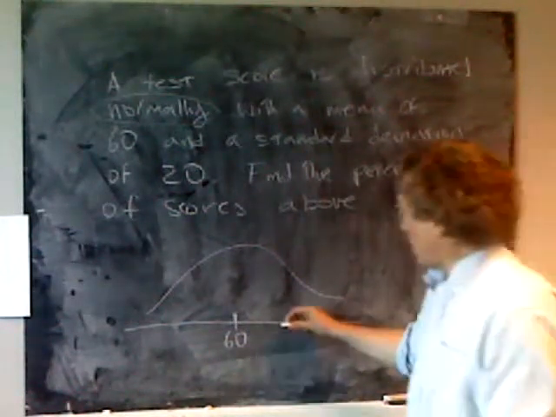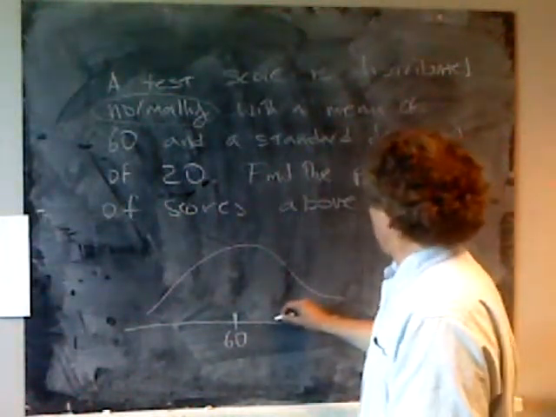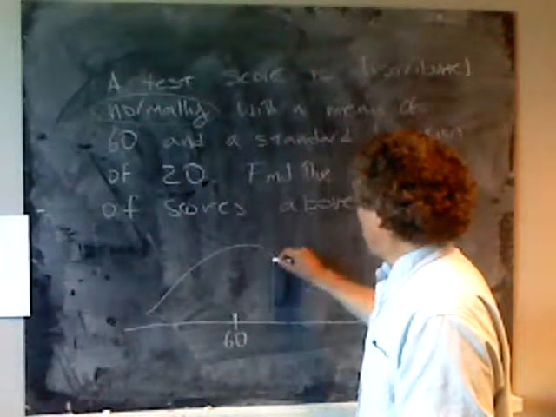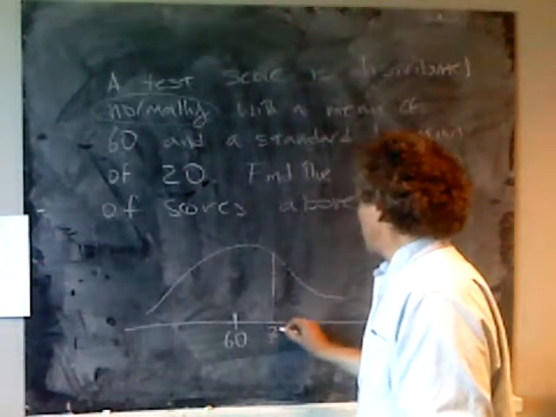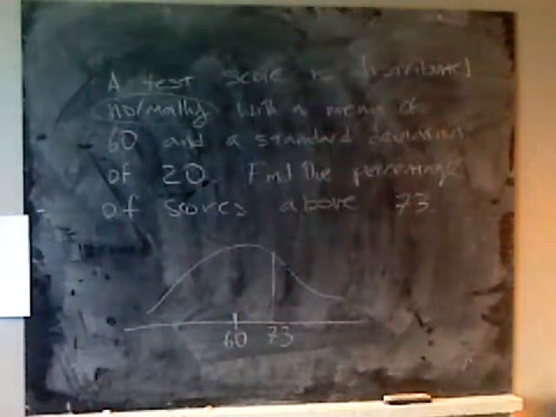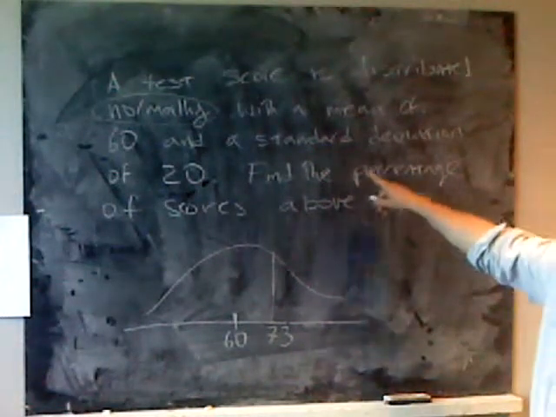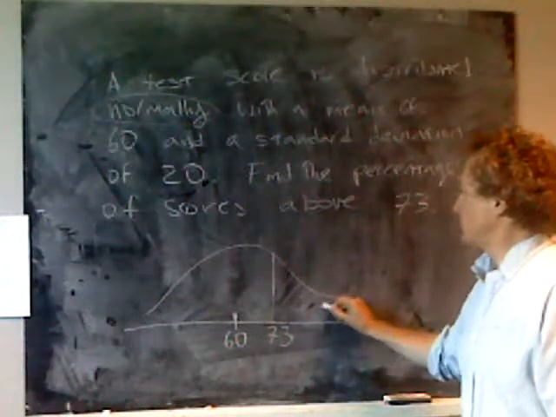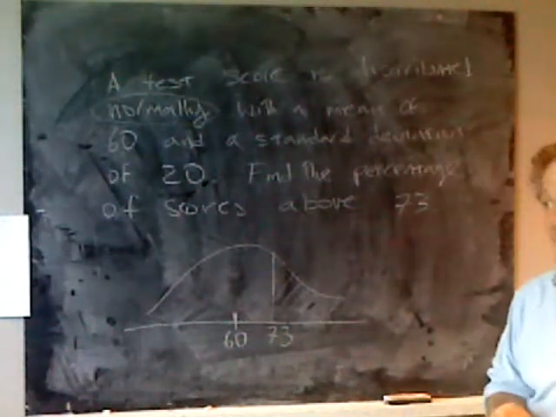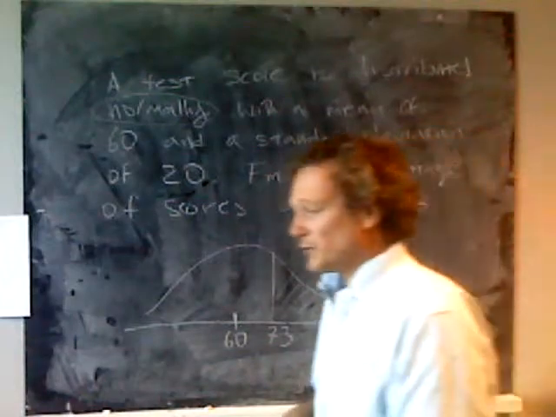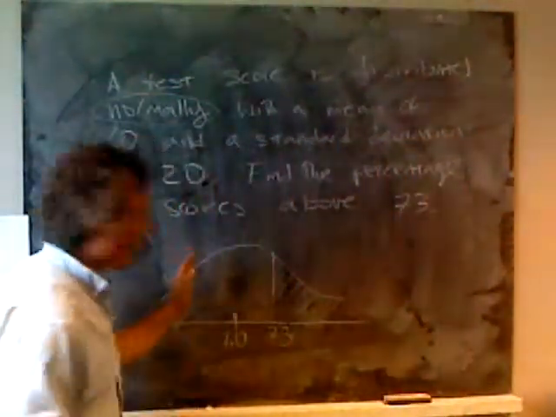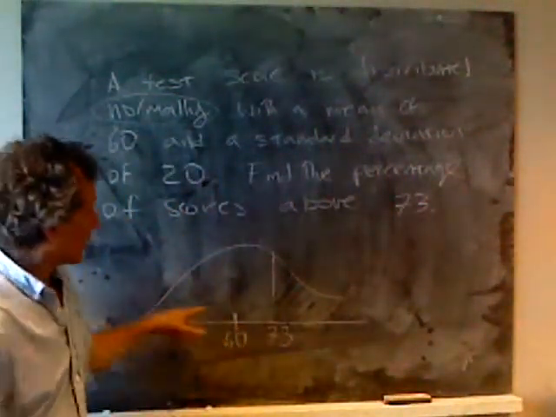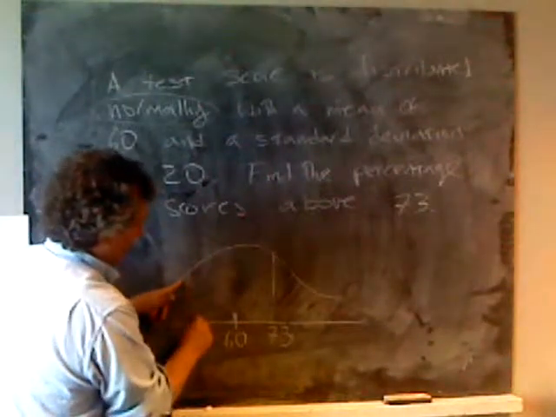Okay, so let's draw a spot here. Well, we want the spot 73. And so when we ask to find the percentage of scores above 73, we're asking what's this area. All right? So that's our question. Now, this is where the table comes in. The table won't actually tell me what this area is, but it will tell me what's the area.